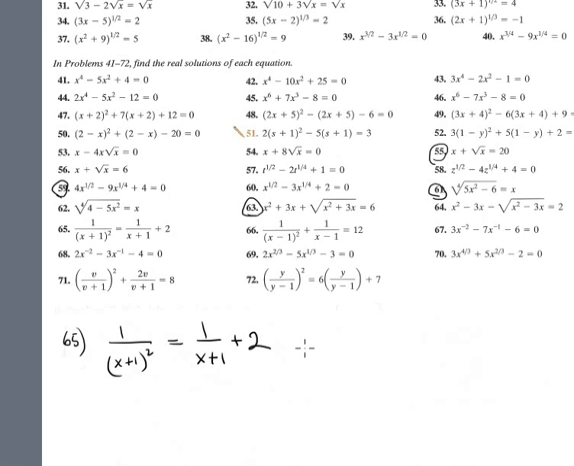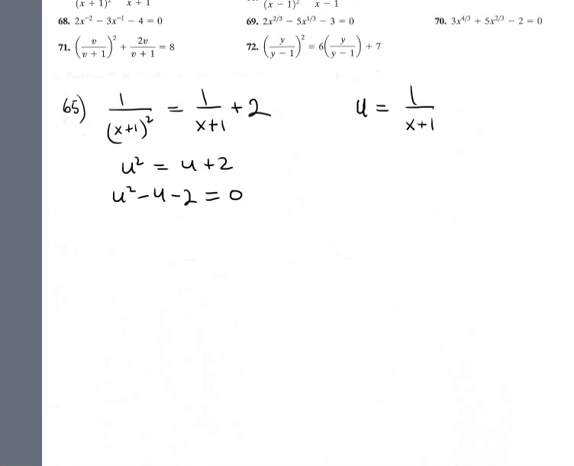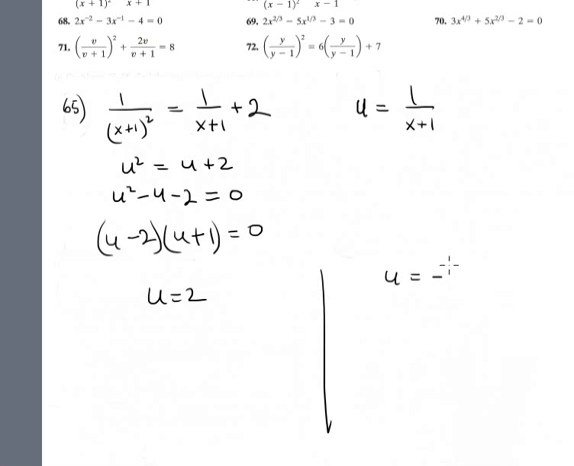Okay, it's quadratic form again. I define u as 1 over x plus 1. So this is u squared is equal to u plus 2. u squared minus u minus 2 equal to 0. And we have two solutions by factoring. The numbers are 2 and 1, negative and plus. So u equal 2 is one solution, and u equal -1.